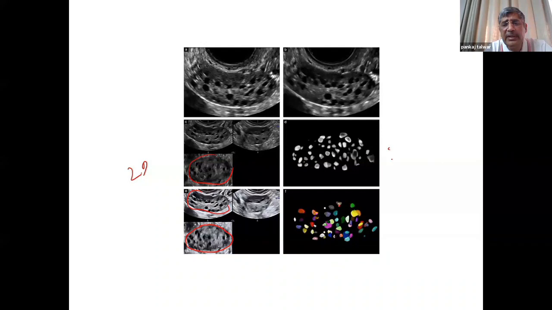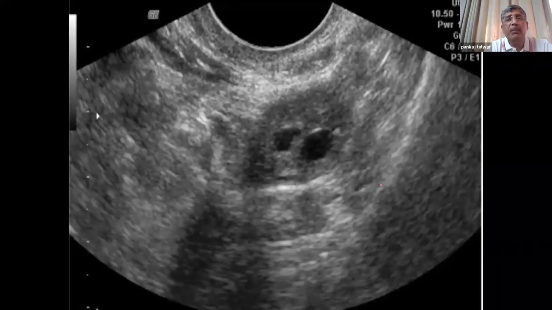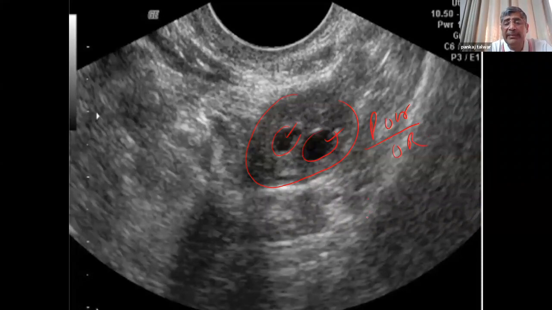In case we do a 3D with sono AVC, then we are able to get these good quality follicles that can be easily counted, and the number can be displayed as 20 or 30, depending upon how many the computer is counting. Now, this is an ovary with a very low ovarian reserve. You find only 2 follicles present here, and they give us some idea that this woman has got poor ovarian reserve and her AFC is less.